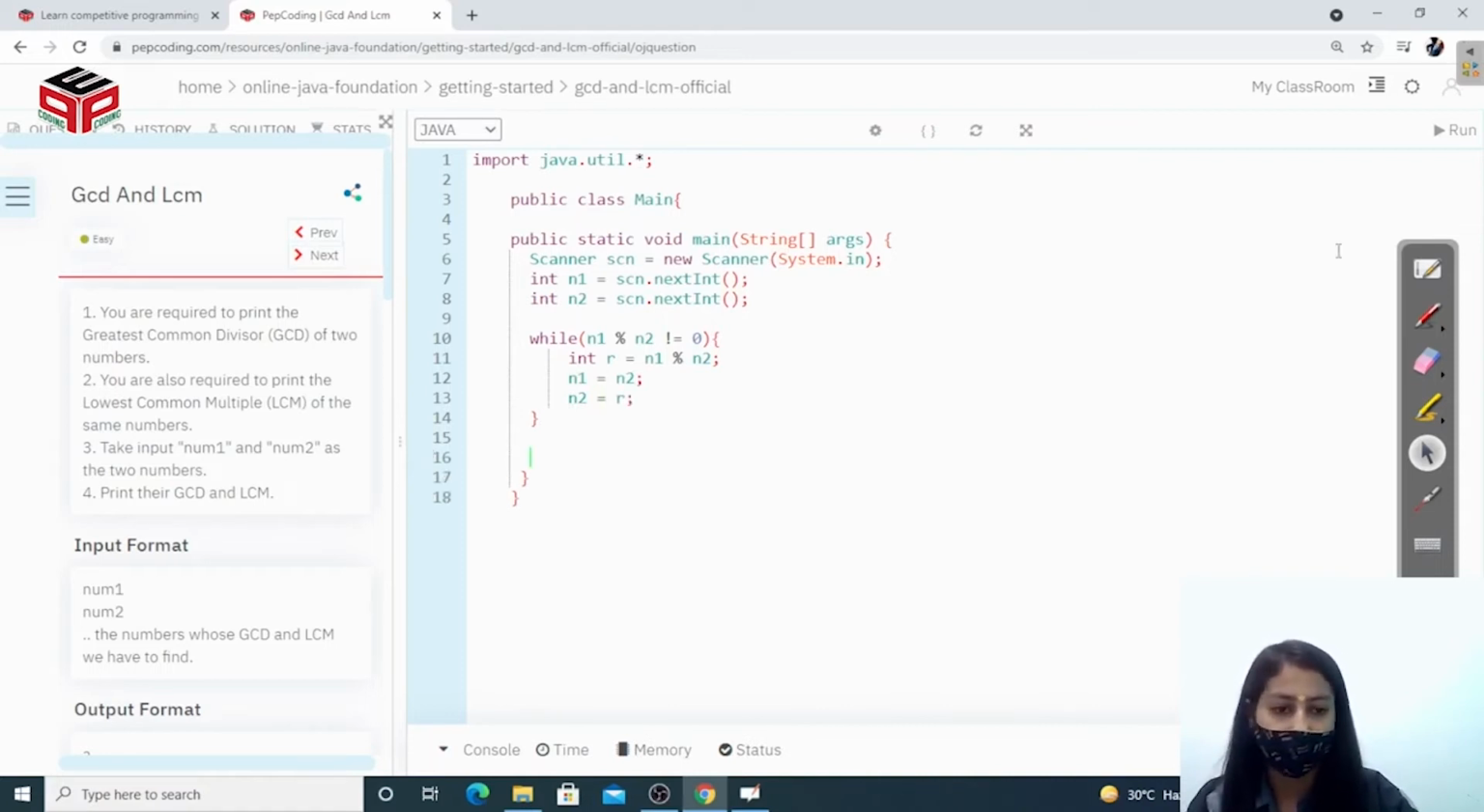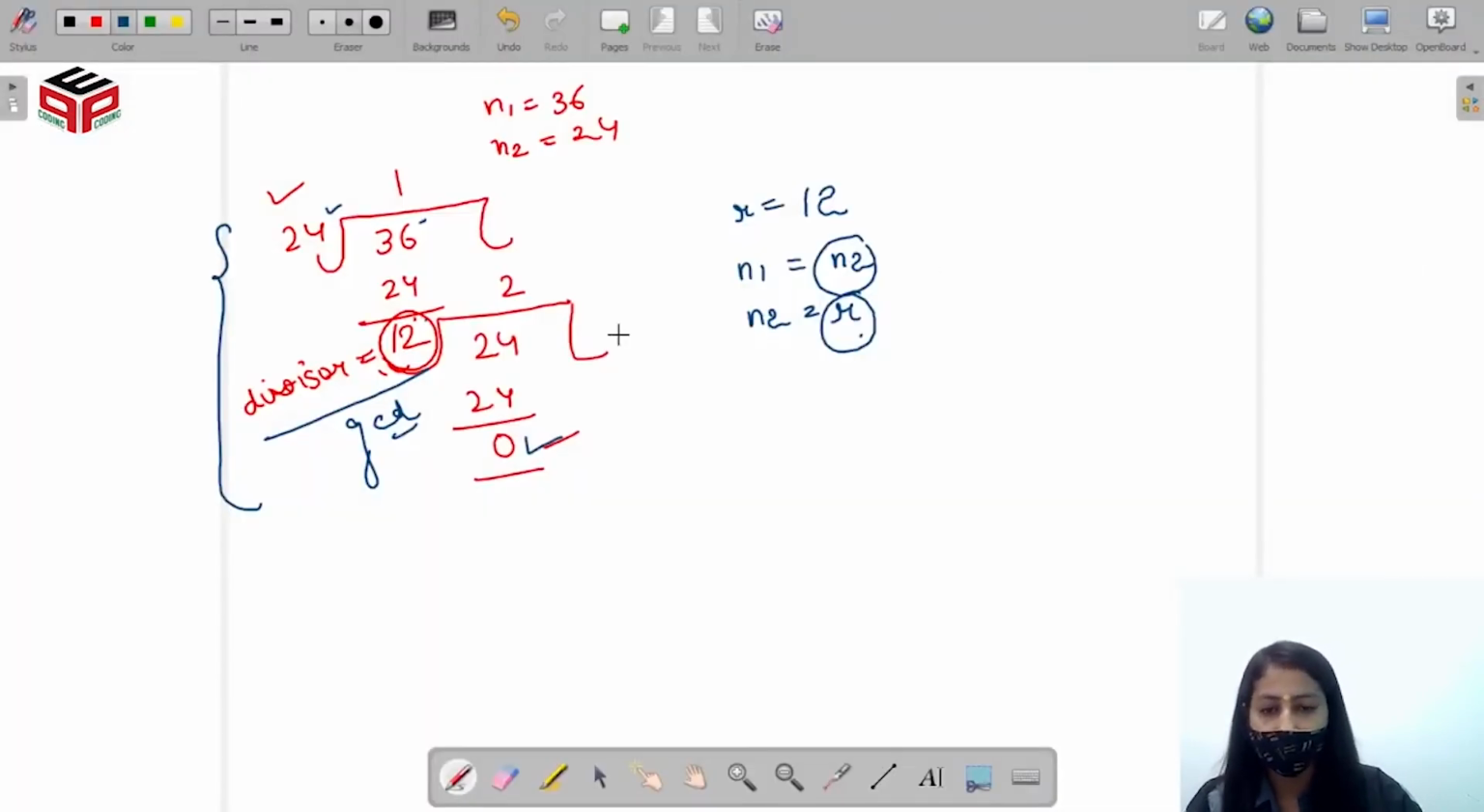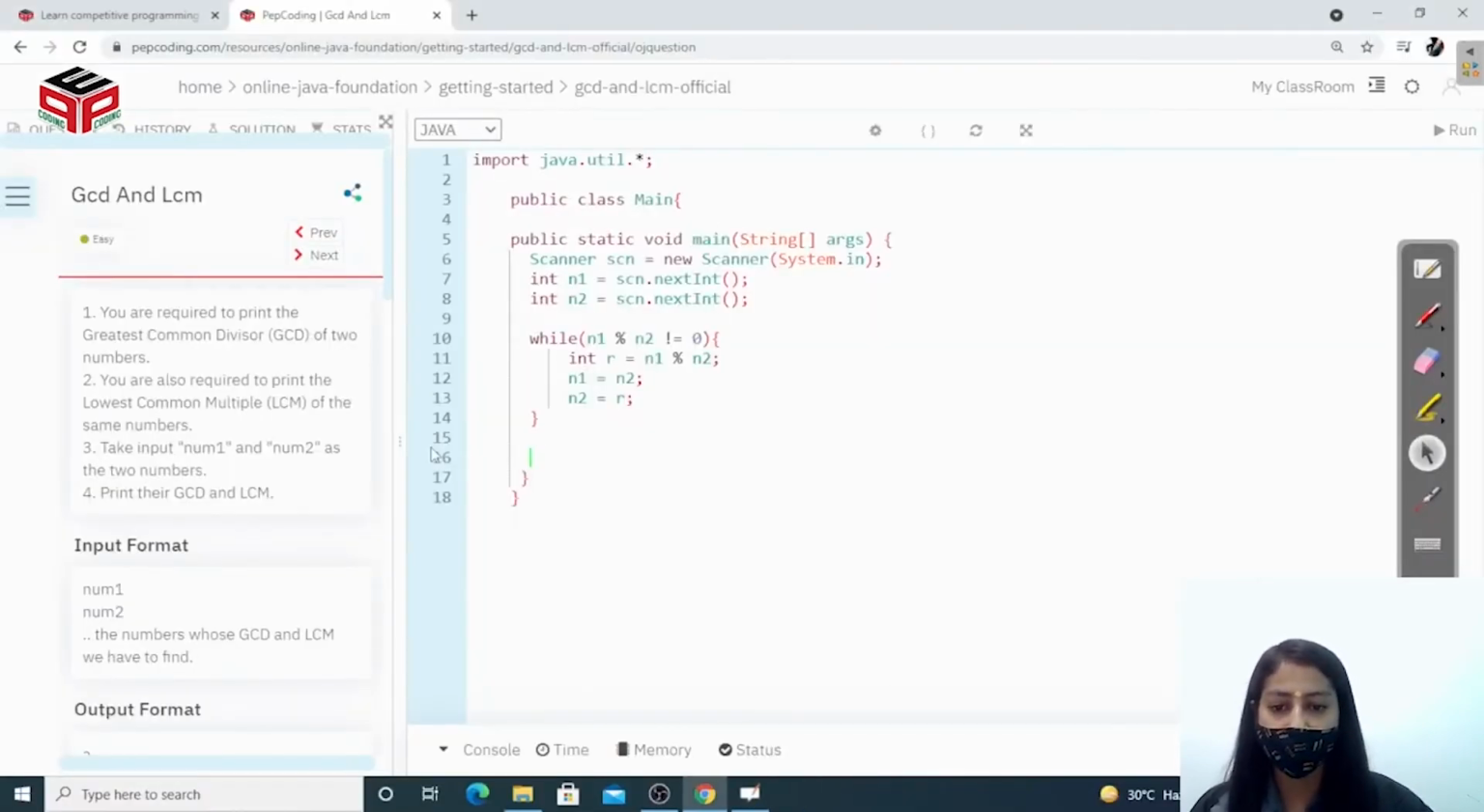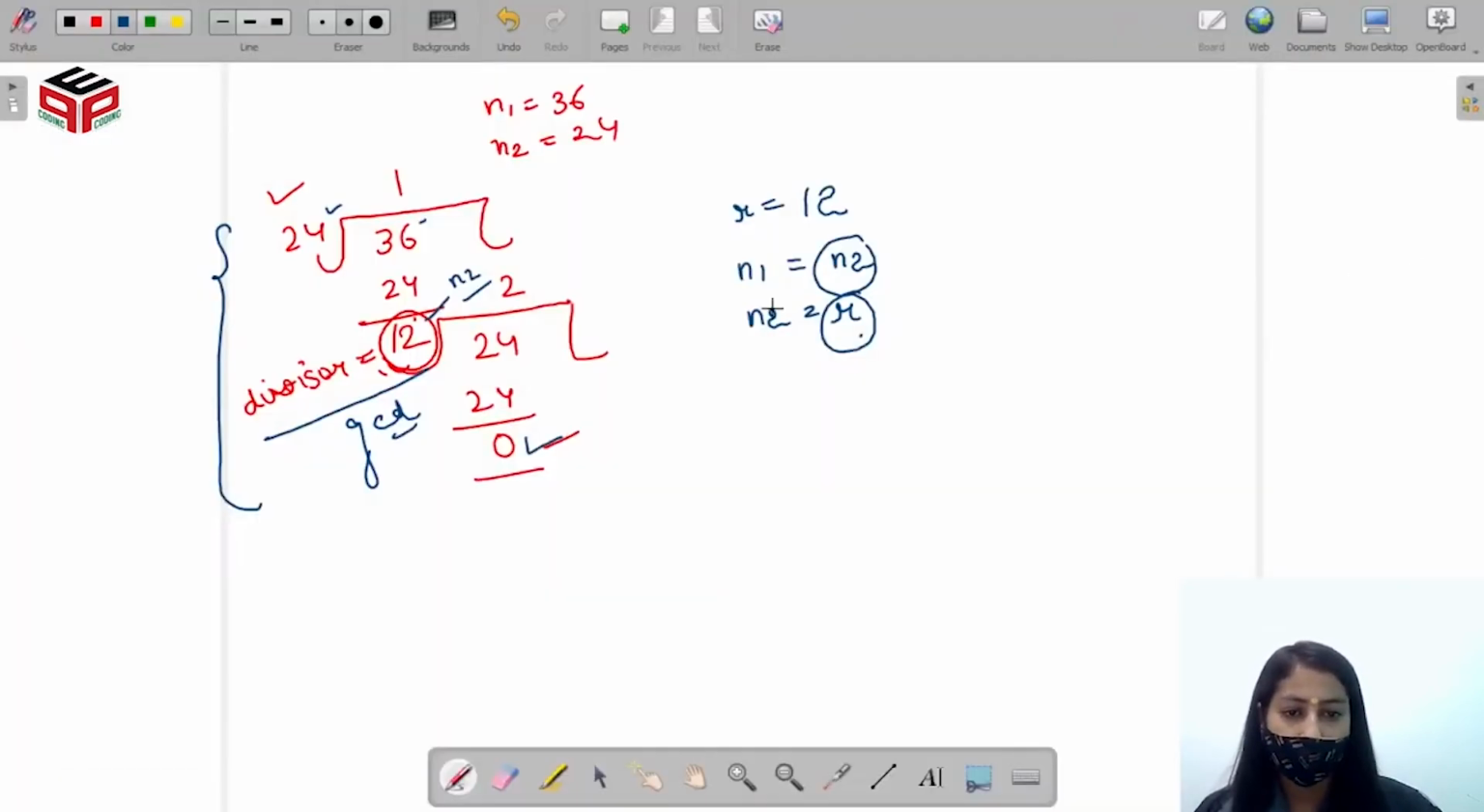So at the end, n2 will be our GCD. When we get the remainder as 0, the GCD is stored in n2, right? That is the divisor which gives us the remainder 0, right? So we have to print this GCD. Now for LCM, the lowest common multiple.